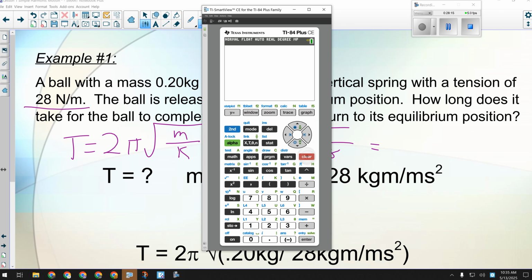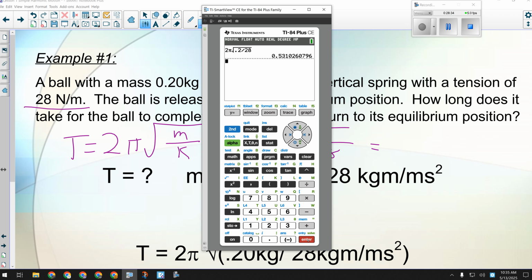All right, so for punching that in here, we would start out with 2 times pi, and then put in a root, and we'd have 0.2 divided by 28. So that's going to take just over half a second for that mass to make one complete oscillation.